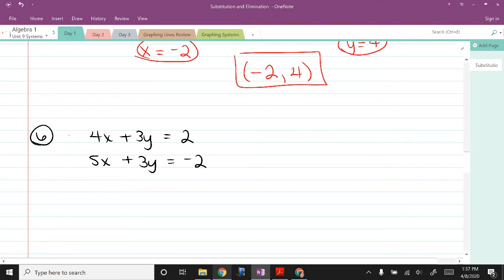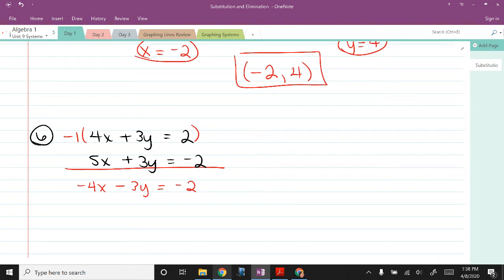So I'm going to multiply this whole first equation by negative 1. Now, you could multiply the second equation by negative 1. Okay, so it doesn't really matter which one you do. Just make sure you multiply the whole thing, all 3 terms by negative 1. So I'm going to change my first one to negative 4x when I do that. The second term to negative 3y, the last term to negative 2. So that is my first equation. I multiplied everything by negative 1, and that changed all their signs. I'm not changing the second equation. So I'm going to copy the second equation just like it said originally.